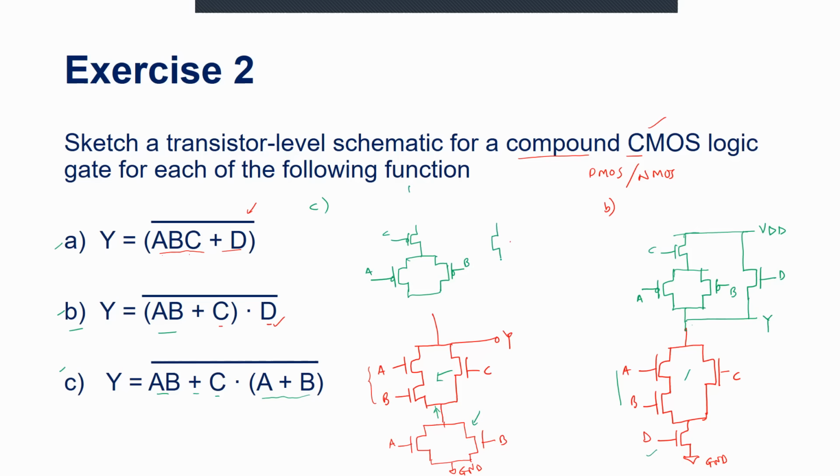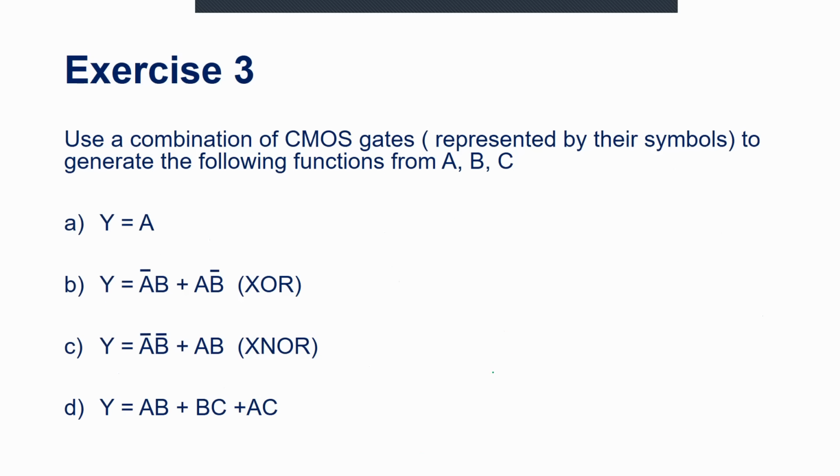So let's see how I draw it. So this is B, this is A, and that is forming a parallel combination of this one. So you see, I have finally formed this network right here. So this is how we can build or sketch a transistor level schematic for any CMOS compound logic gate, given that we have an understanding of how it is constructed.